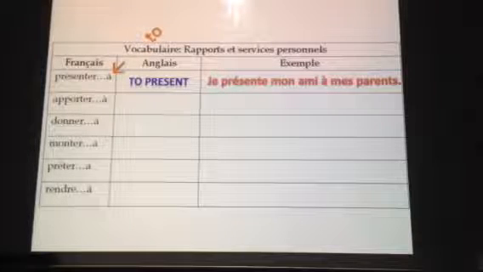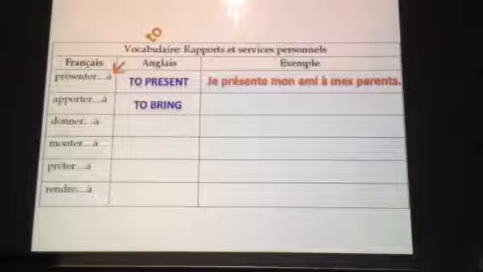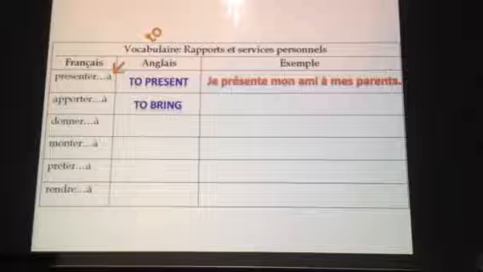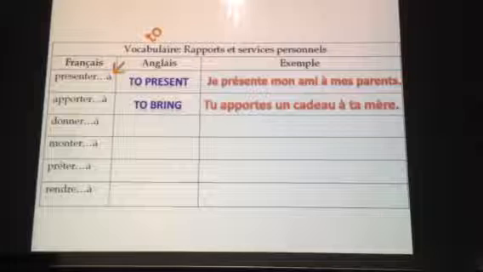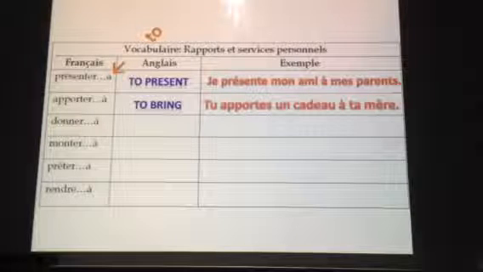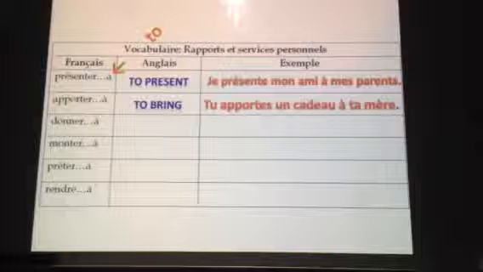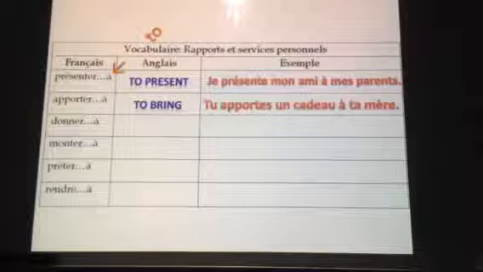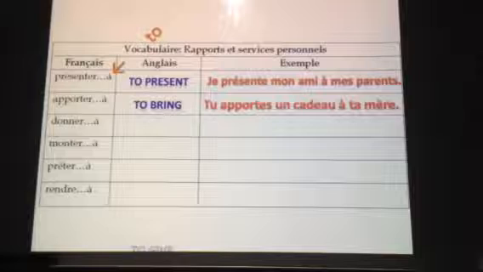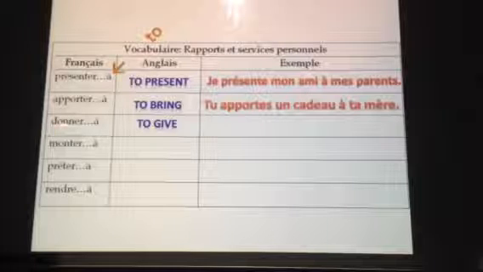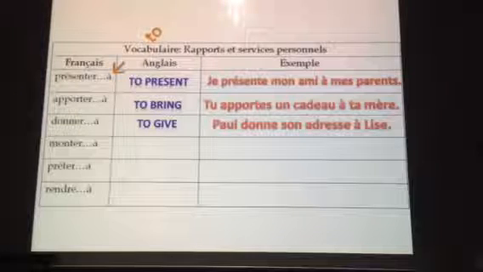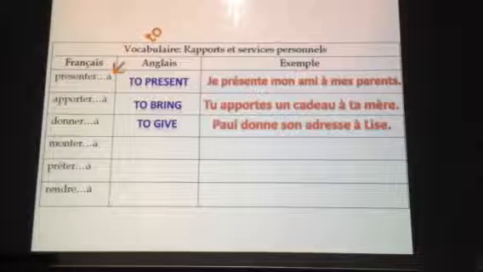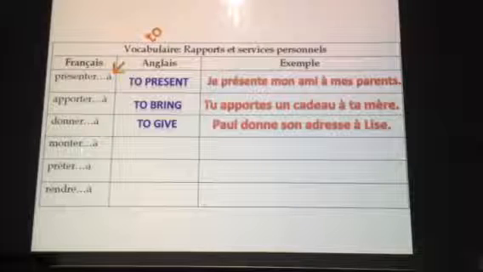The next one is apporter. Apporter means to bring. We only use apporter for bringing things. If you're bringing a person, it's a whole different verb. An example with apporter. Tu apportes un cadeau à ta mère. You are bringing a present to your mom. The third verb, donner, to give. Kind of looks like the word donate in English. An example with donner. Paul donne son adresse à Lise. Paul gives his address to Lise.